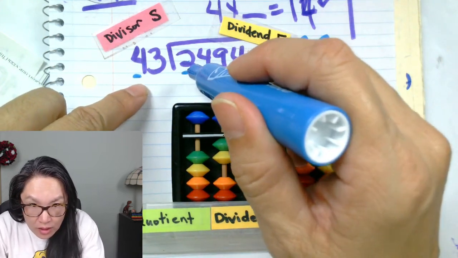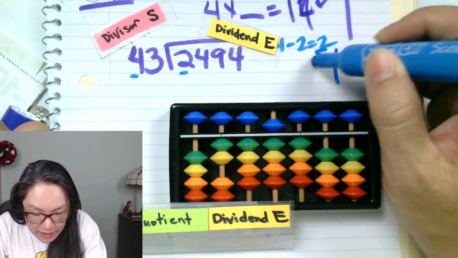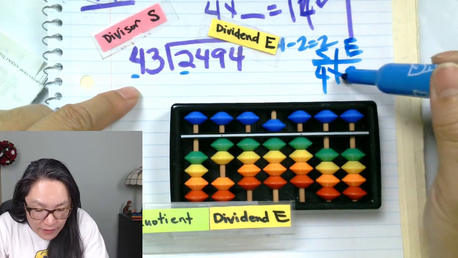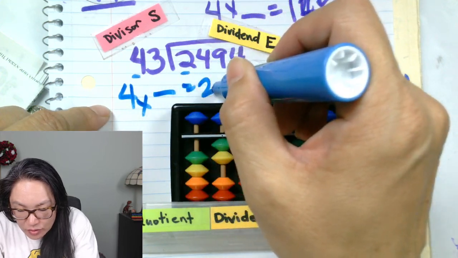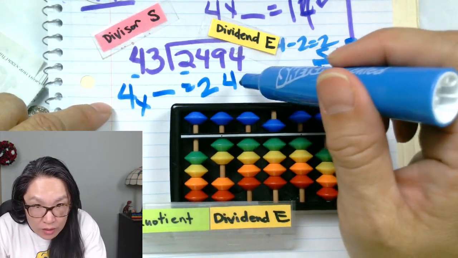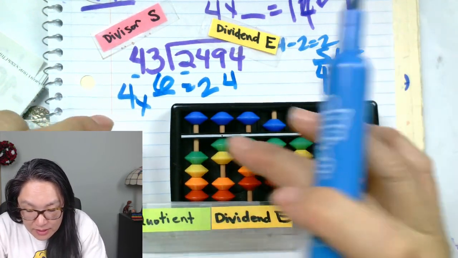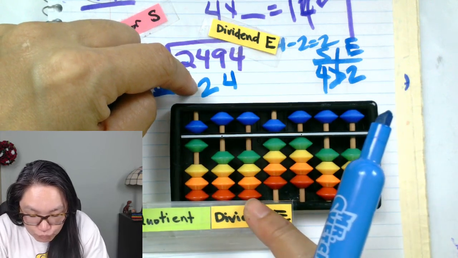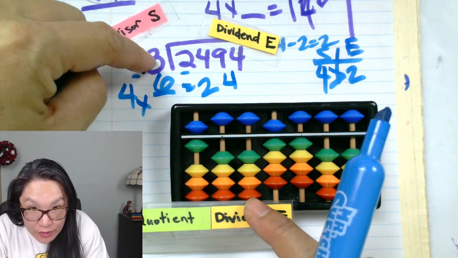We compare our divisor and our dividend. 4 and 2, who is bigger? Our divisor is bigger. So what does that mean? 4 times what is equal to 24 or less. Because my divisor is bigger, I'm using 2 columns. 6, so I'm going to add my 6 here. I take away 20, I take away 4. Whatever I do to this number, I have to do to this number.